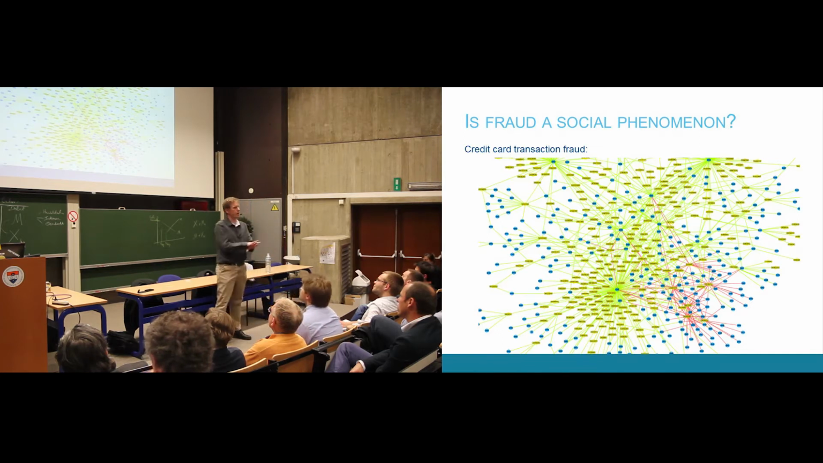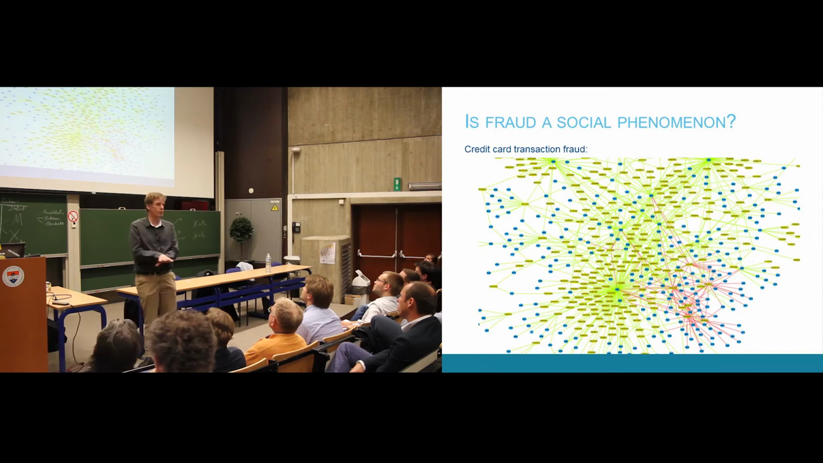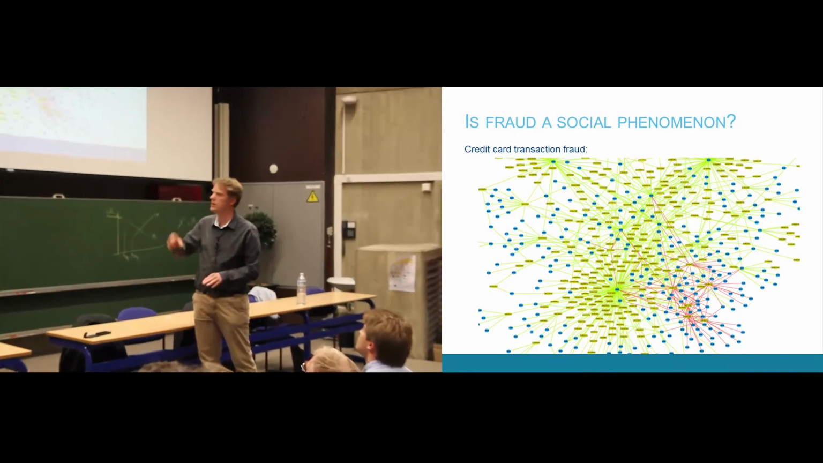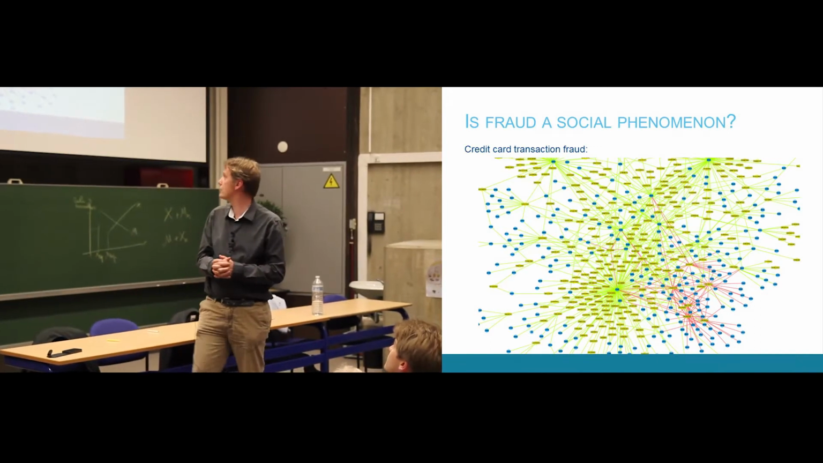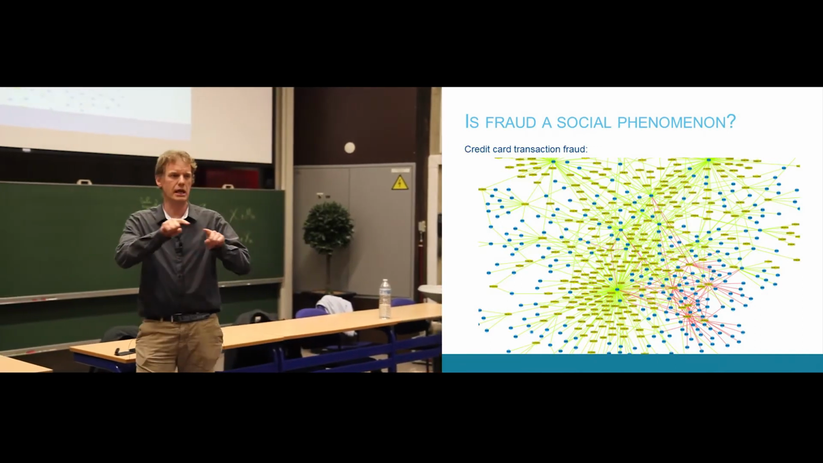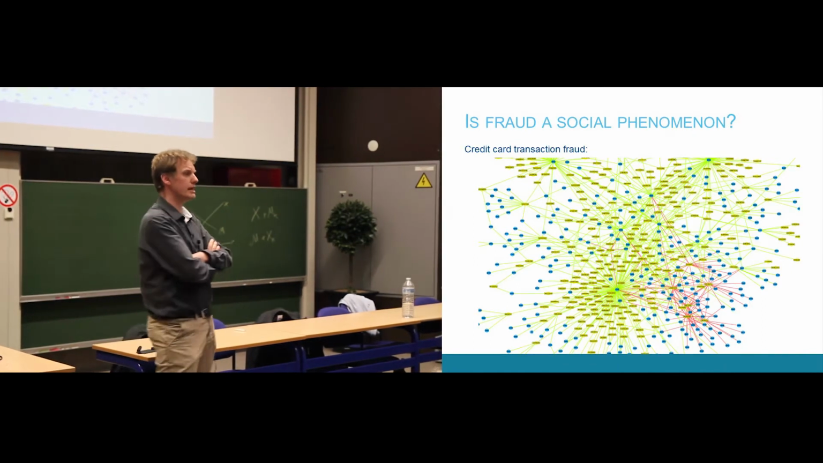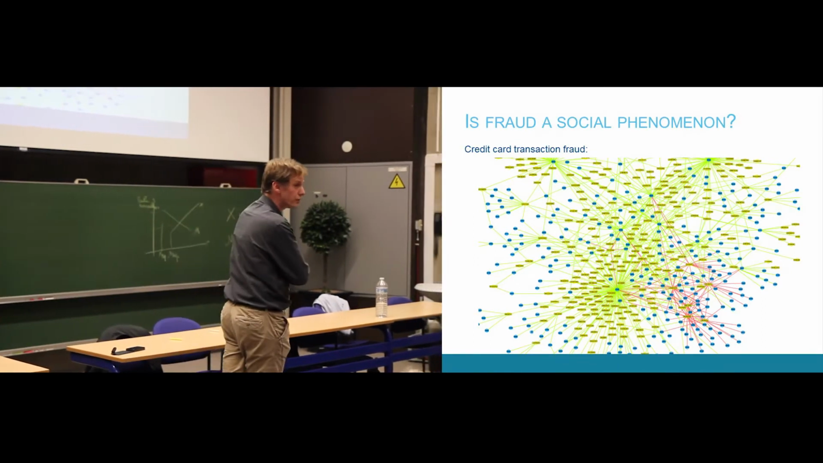This is a real-life dump from a data set we got in which the blue nodes represent the merchants. The green rectangular shaped nodes represent credit cards. And then you can see the links. Green links indicate legitimate transactions. Red links indicate fraudulent transactions.